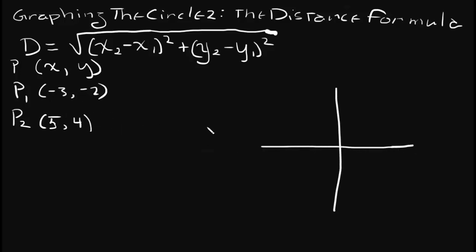For point number 1, that's going to be for x, -3. This is the x-axis. This is the y-axis. X will be -3, 1, 2, 3, that would be about here. And the y-coordinate would be -2, -1, -2. So that would be about here. That would be (-3, -2). And this point would be x-coordinate 5 and y height 4. 1, 2, 3, 4. So this is point (5, 4).